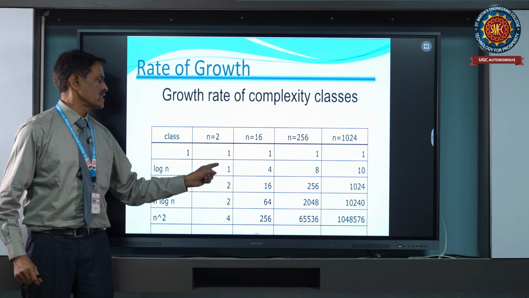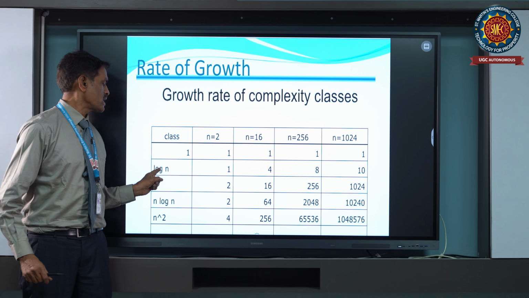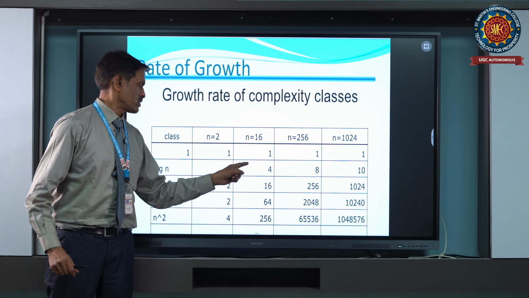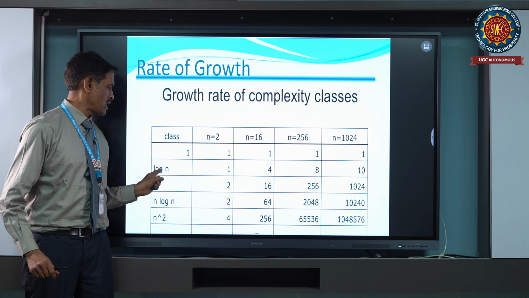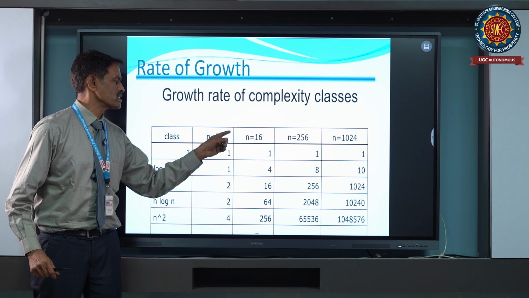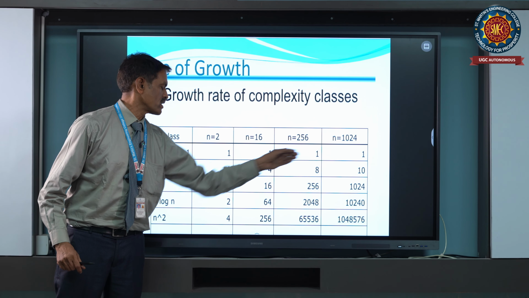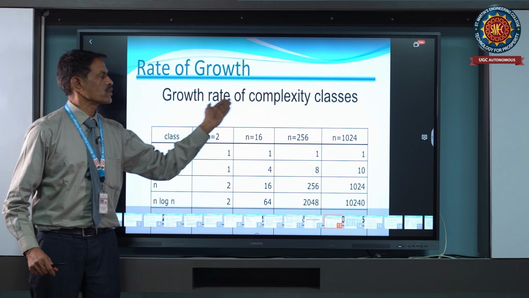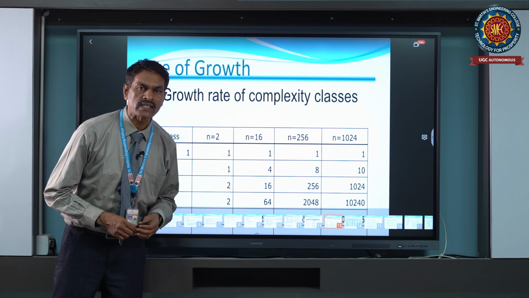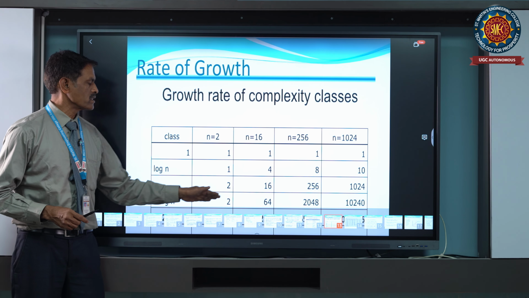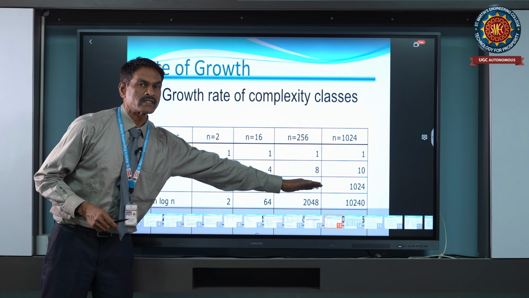Next one is log n, that is log n to the base 2. For n equal to 2 the value is 1, and for n equal to 16 it is log base 2 of 16. Why? Because 16 is 2 to the power of 4, so we get the value 4. For 256 it is 8, like that. We are getting the results, the growth rate of the classes. Like that, for n log n, we are using this mechanism.